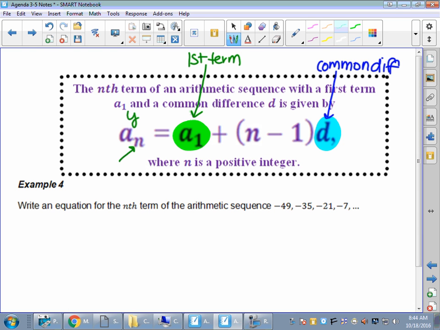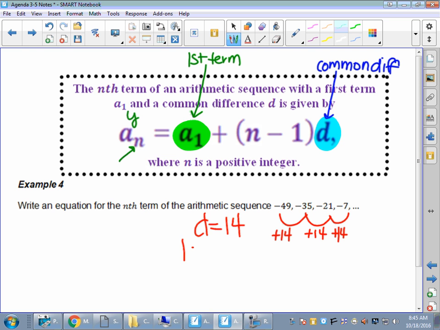So example 4, it says to write an equation for the nth term of the sequence negative 49, negative 35, negative 21, negative 7, dot, dot, dot. Notice it keeps on going. That dot, dot, dot tells us. So the first thing we should do is find the pattern. How do you get from negative 49 to negative 35 to negative 21 to negative 7? Again, if I went to my calculator, I'd take the negative 35 minus a negative 49. The calculator will show that you're going up by 14 every time, which means that our d equals 14.